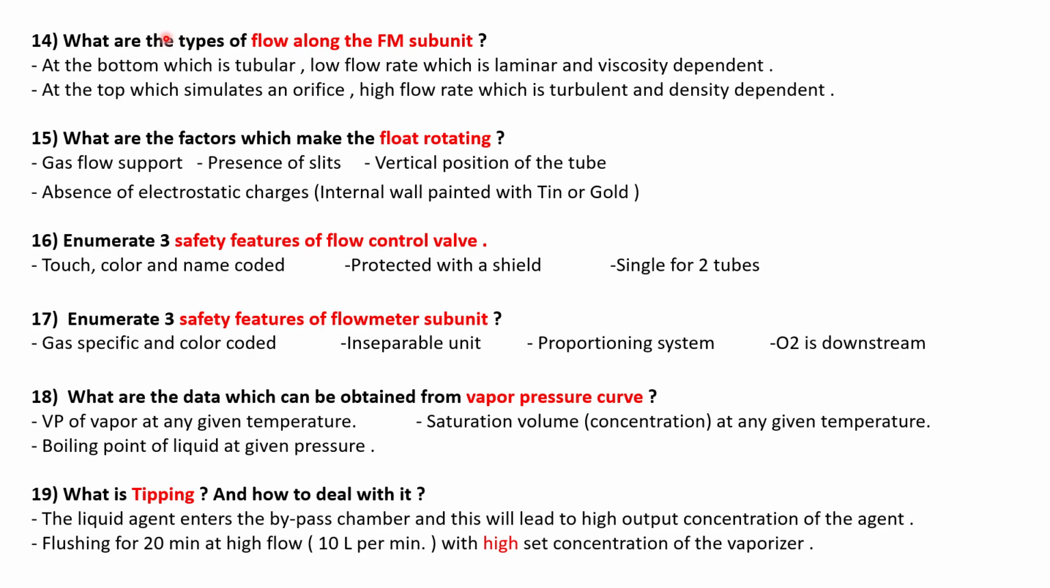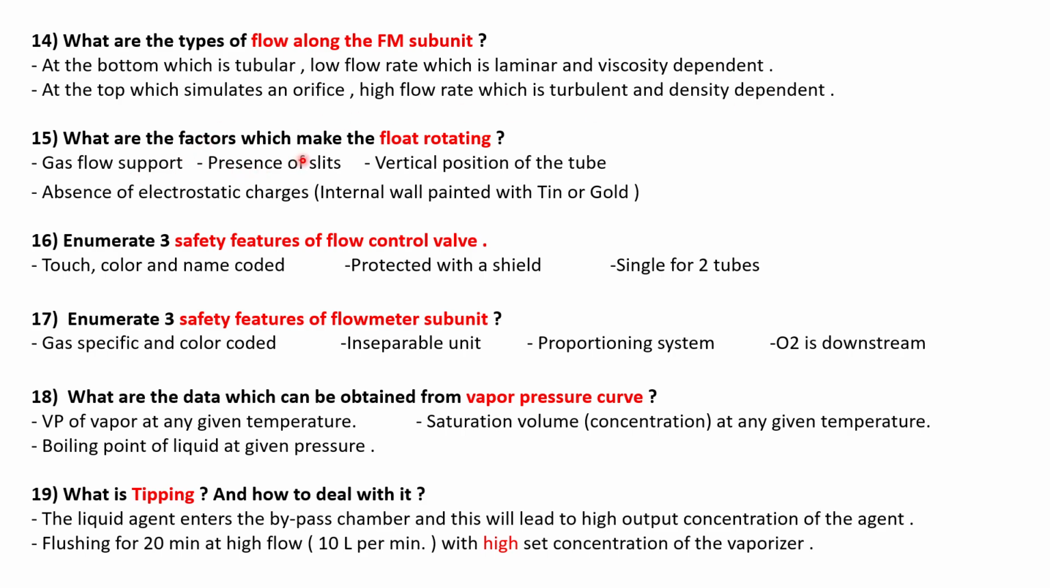Okay, what are the types of flow along the flow meter? At the bottom it's tubular, low flow rate, laminar. At the top it simulates an orifice, high flow rate, which is turbulent and density dependent. If it's laminar and tubular, it's viscosity dependent. If it's at the orifice, it becomes turbulent and it's density dependent. This is an MCQ question, okay?